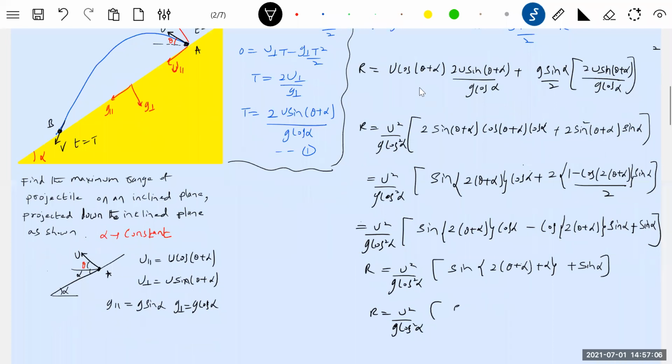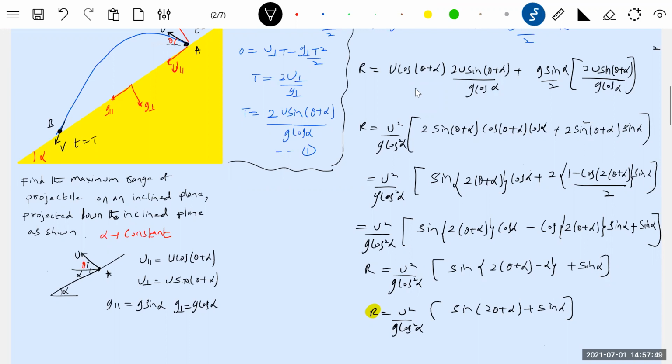Okay, this will become 2 theta plus alpha. For the range to be maximum, alpha is a constant, only theta should be varied. Sir, 3 alpha should come, 2 theta plus 3 alpha. Cos A minus cos B, no, sorry, a negative sign will be there. Now check it. Sin A cos B minus cos A sin B, it should be the sine of A minus B formula.